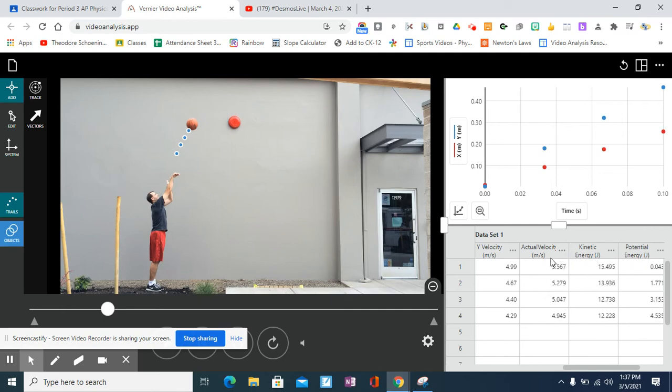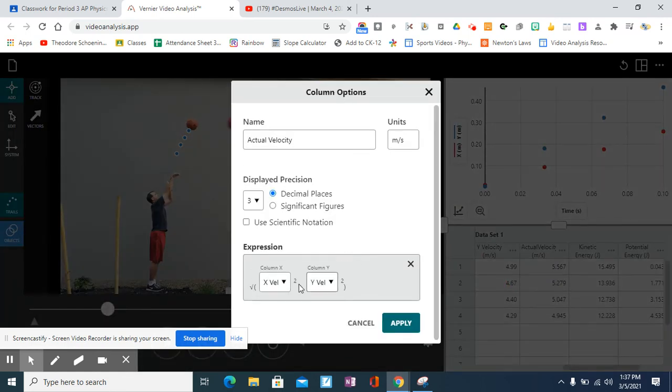Now, you might realize you made a mistake with the math. Hopefully you didn't. But if you did, you can fix that. For example, I didn't make a mistake with the math, but here in actual velocity, I can see I forgot to type a space. So if I click here, this is easy enough to fix. If you realize you've made a mistake, you hit column options. And when I go to column options, I can go back, I can fix the expression. If I totally pick the wrong one and realize it's the wrong one, I can hit X and start all over. And that's all you really do.